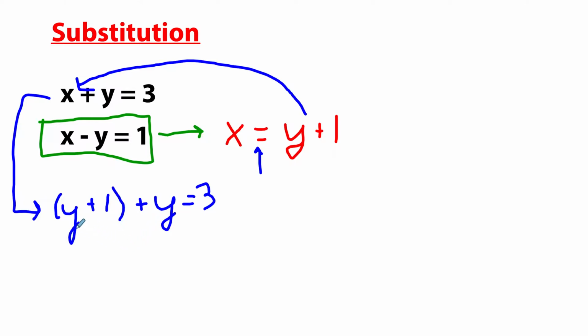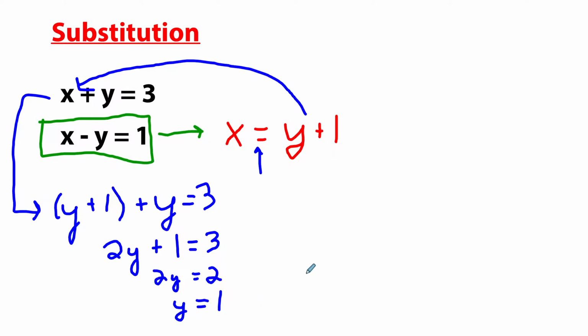If I simplify this side, I need to add the y's together. That would become 2y plus 1 equals 3. Then I would subtract 1 from both sides, and when I do that, I will get 2y equals 2. Then I divide both sides by 2, and I get that y is 1. And there you have it. We already knew that, but this is just another way to solve it.